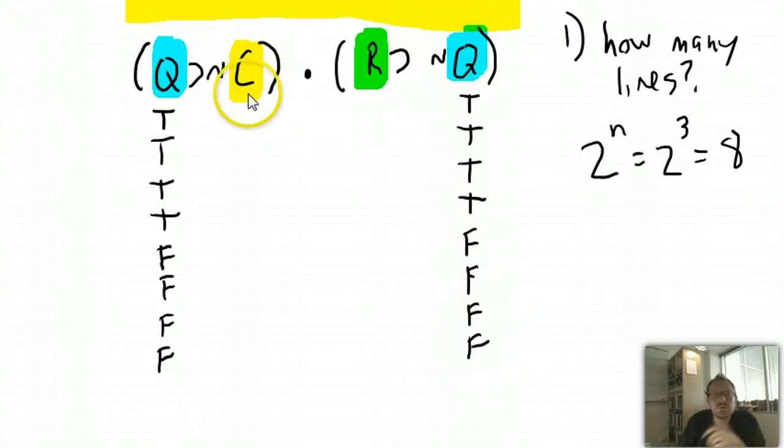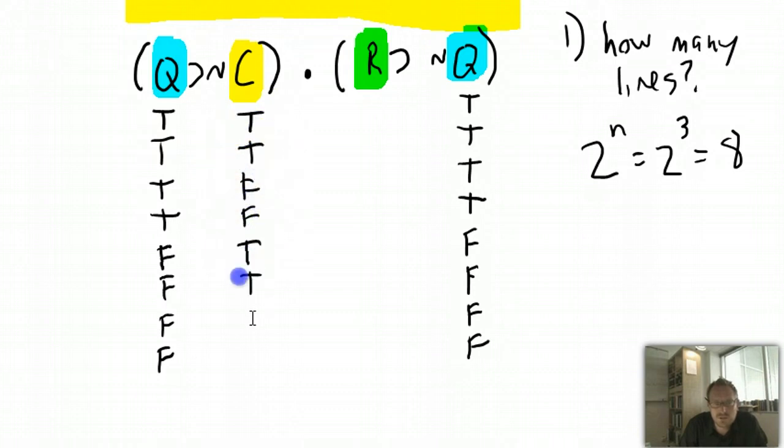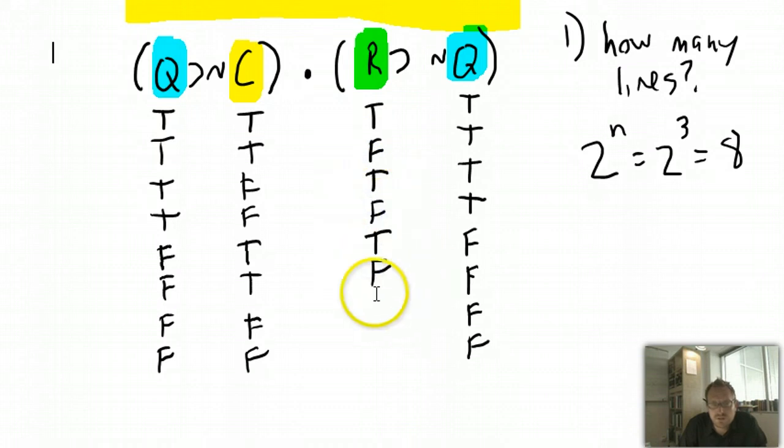Now I'm going to move over to the C. Remember, I'm going to go true, true, false, false, true, true, false, false for this C. Now let's do R, which is going to be true, false, true, false, true, false, true, false. Okay, so now I've done that.